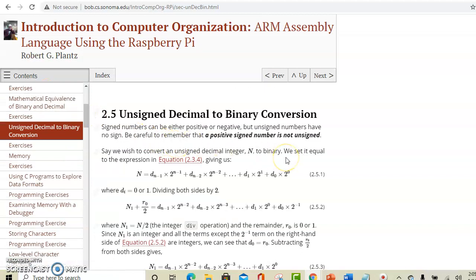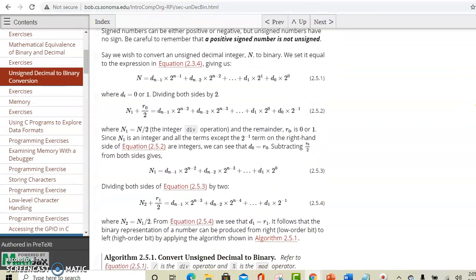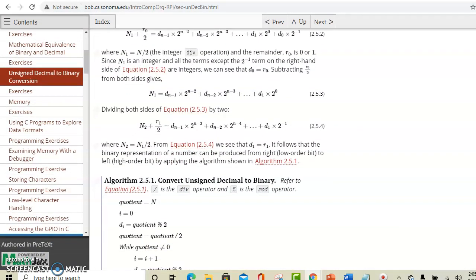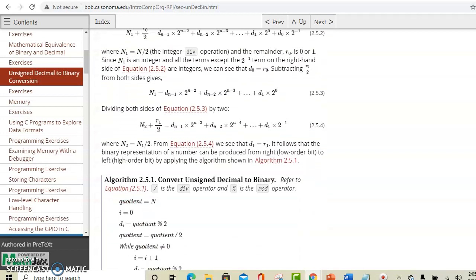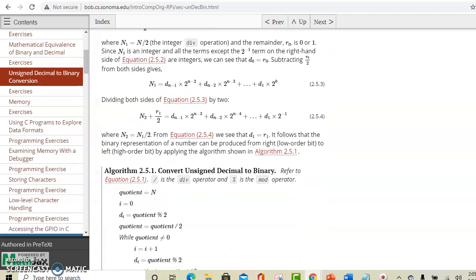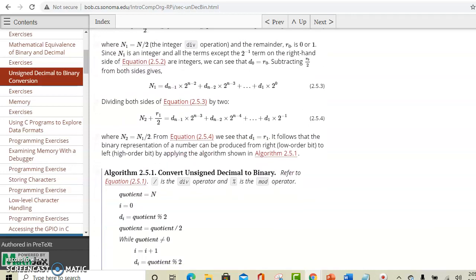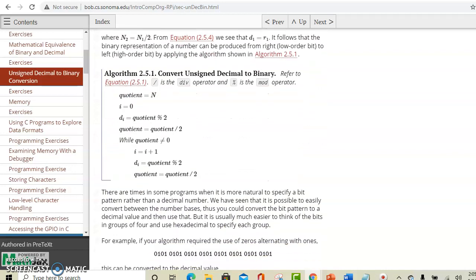Section 2.5, after you finish the exercises, talks about unsigned decimal to binary conversion. Signed numbers mean that they have positive or negative associated with them. But signed, positive numbers is not unsigned. Unsigned just means that we don't have a negative equivalent. But when we are dealing with unsigned numbers, we have a greater value that can be stored within memory, because -1 is stored as a separate number from 1. But if we don't have negatives, now we can double the amount.